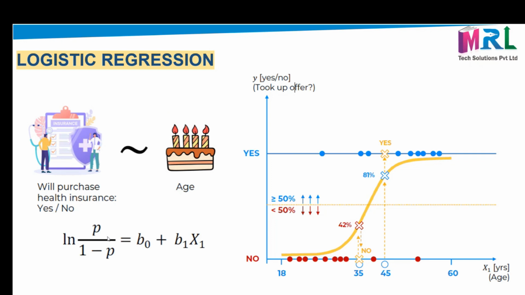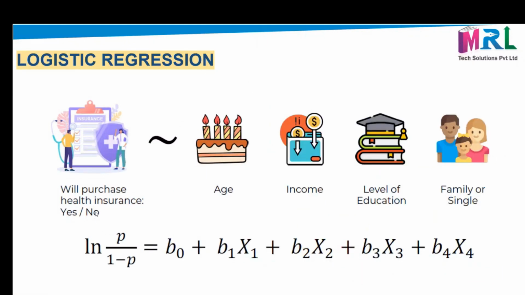If you want to add more features into our problem, the purchase of health insurance is also based on age, income, level of education, and family, because it may not be based on age alone. It may also be based on income, level of education, or family or single. So other factors may also lead to this problem, and we are including a larger number of features. That's why it is called multiple logistic regression.